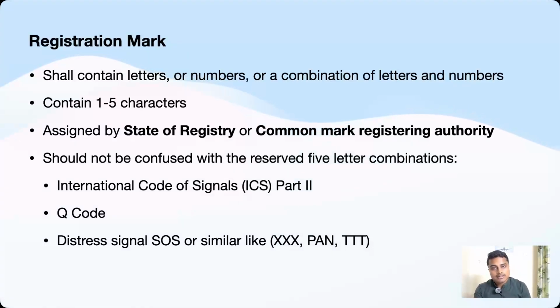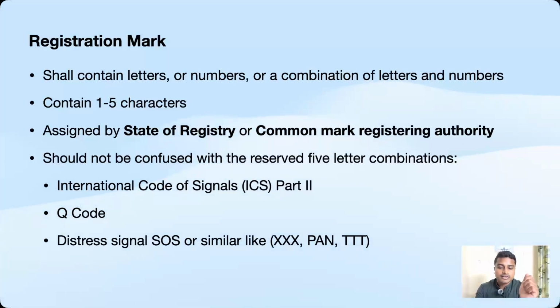Now, who decides this registration mark? It is assigned by the state of registry, meaning the country where the aircraft is registered. In India, this authority is the Directorate General of Civil Aviation, the DGCA. And in some special cases, a common mark registering authority can assign the mark when multiple states share an aircraft registry.